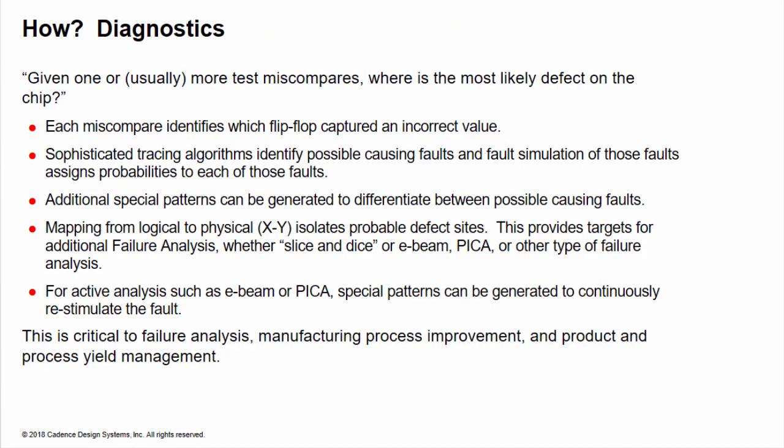Finally, once we start getting failing chips, we want to know why they failed. So what can we do? Each miscompare contains the information, which scan chain, which scan cycle, to uniquely identify the flip-flop that captured the incorrect value. Simulation and tracing algorithms use this information to generate a list of possible causes called a call-out list. The test pattern generator can generate patterns to differentiate between the possible faults.